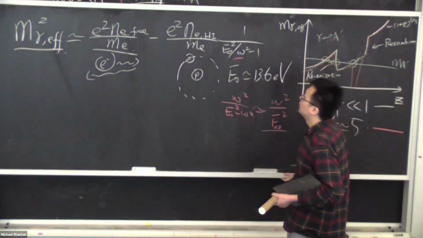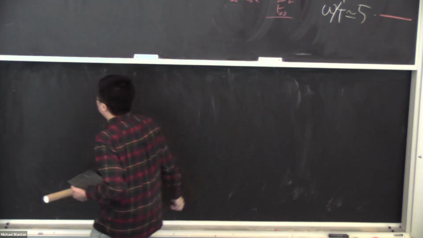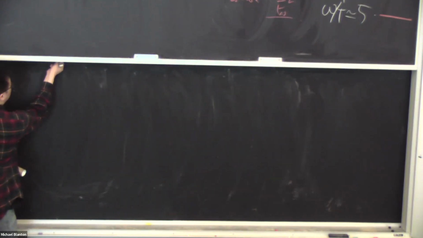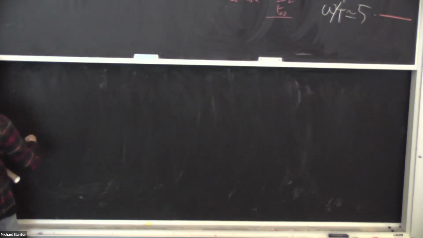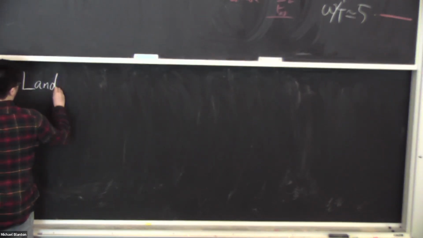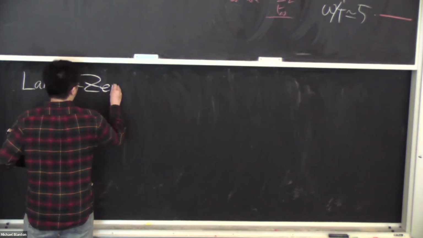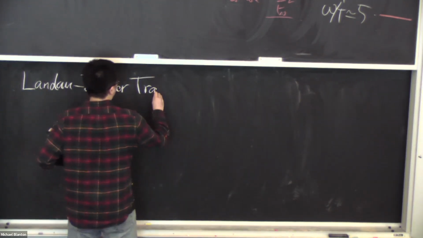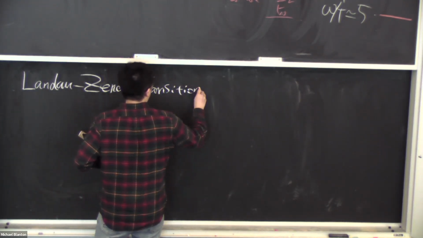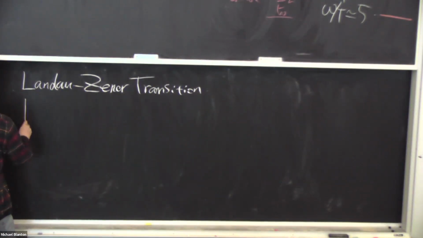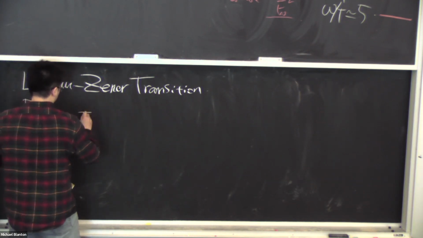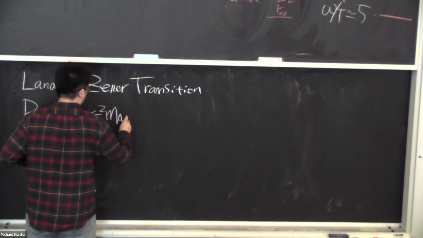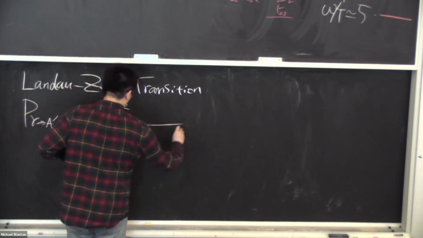So now let me discuss the transition probability. This is the Landau-Zener transition, and I just give the result of the transition probability. Here the transition probability is like this. I will explain the physical meaning later.